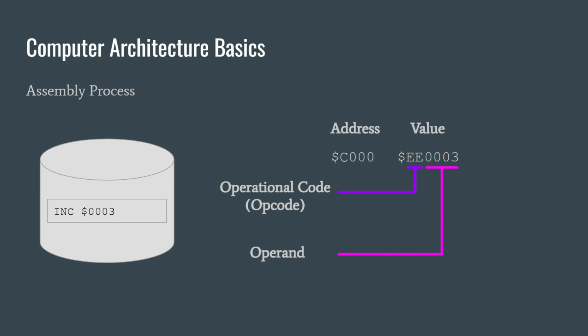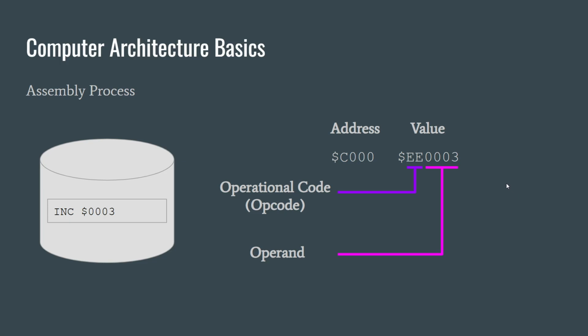So here we have our same example from before, our increment instruction of address 3. And on the left here, we have the assembly version of that. And like we said before, the machine isn't actually going to read this. We're going to run this assembly code through the assembler, and it's going to produce the machine code that the 6502 reads. And what the 6502 reads will look something like this on the left.